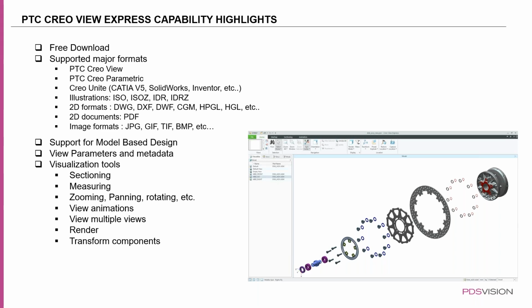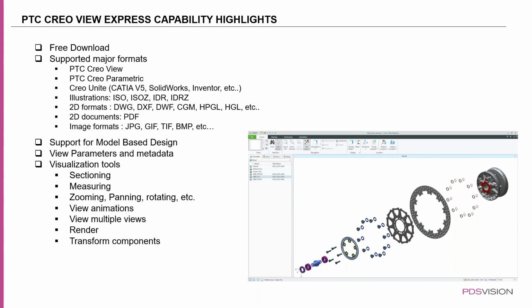You can also view illustrations which are created in programs such as IsoDraw. You can view them in Creo View. You can view 2D formats such as DWG, DXF, CGM, HPGL, just to name a few. You can also view PDF as your 2D documents. You can also view images.